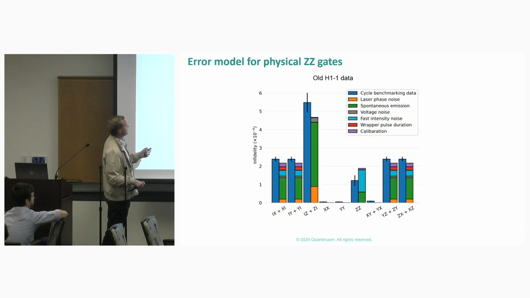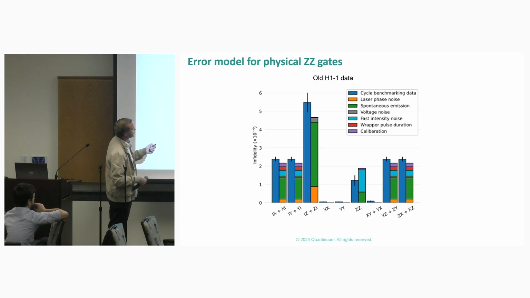Now, this data is old, but what it's showing is cycle benchmarking data from our machine. And these are all the different Pauli errors. What you'll notice is the XX, YY, and ZZ errors are relatively small compared to the overall error. So those undetectable errors are a pretty small portion of the overall error budget.